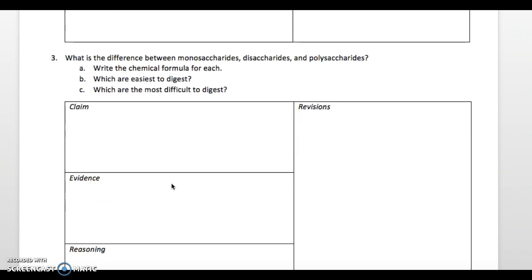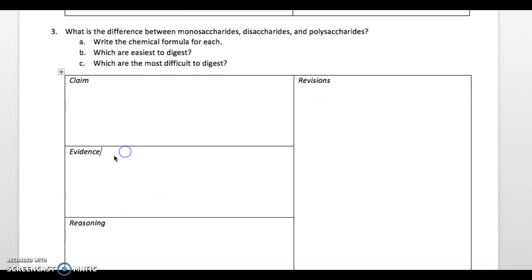For question 3, now we're looking at mono-, di-, and polysaccharides, and we're trying to write chemical formulas and think about which are easiest to digest and which are the most difficult to digest. For this, we have lots of sources of evidence. So I might think in evidence, like just brainstorming, we have that carb crazy article. So we're not just writing the source, but we need to get the information.